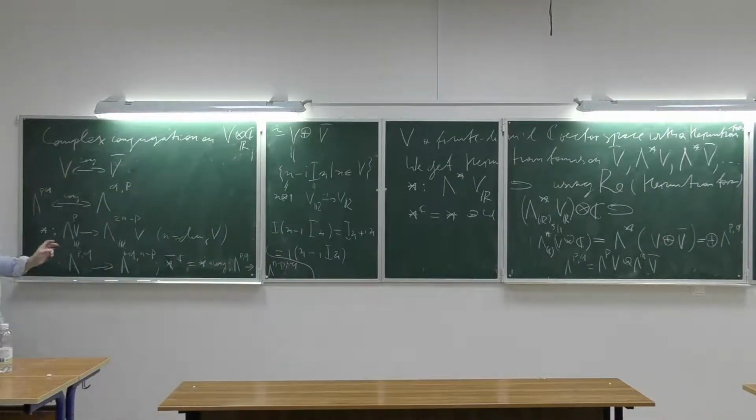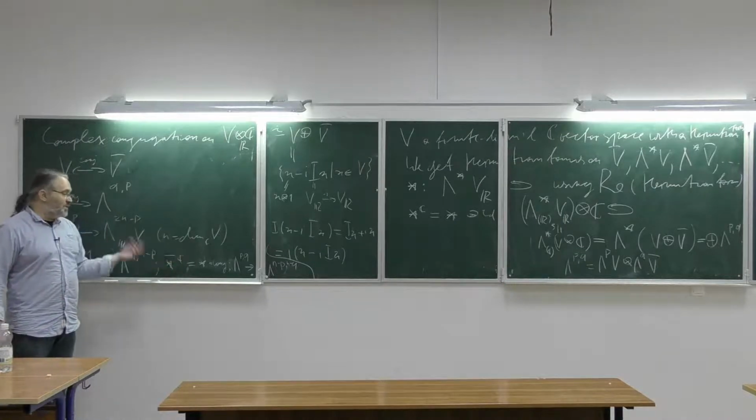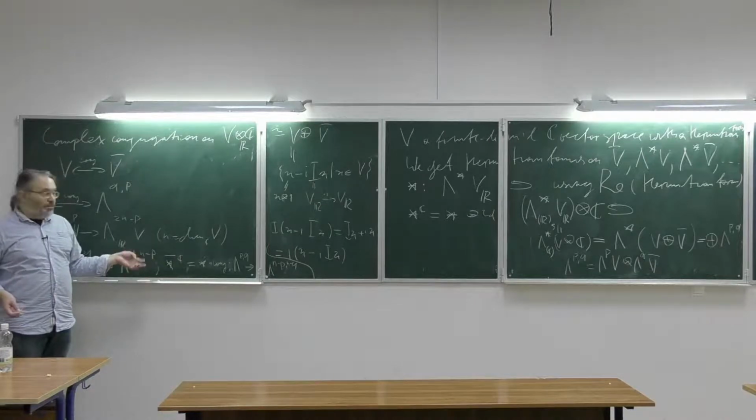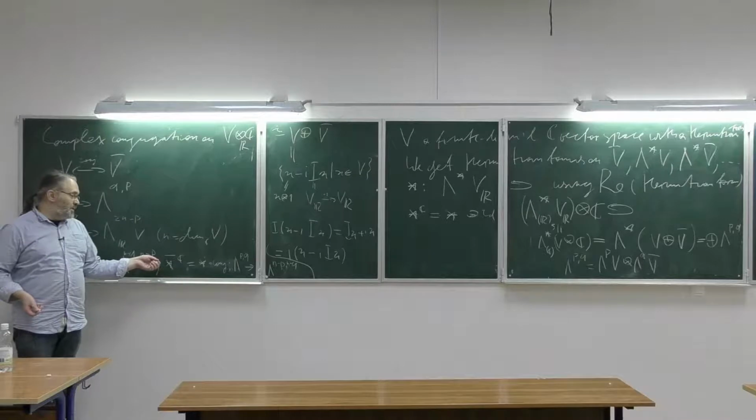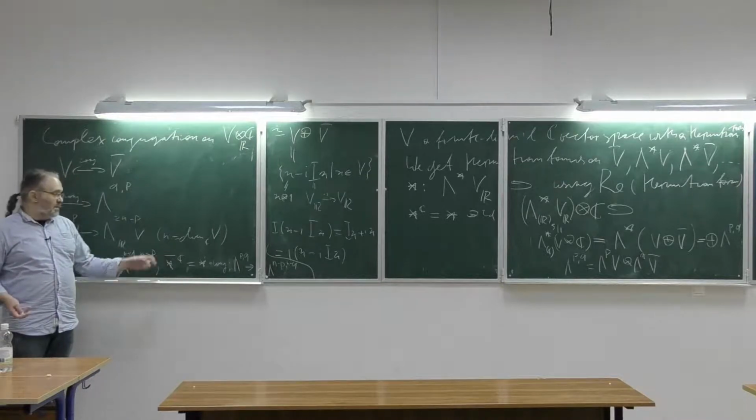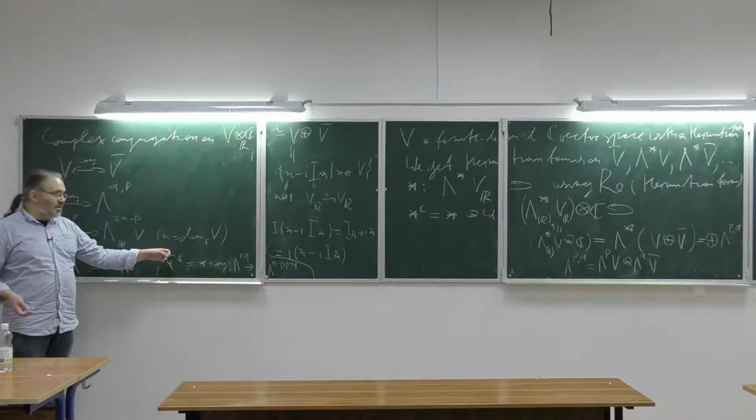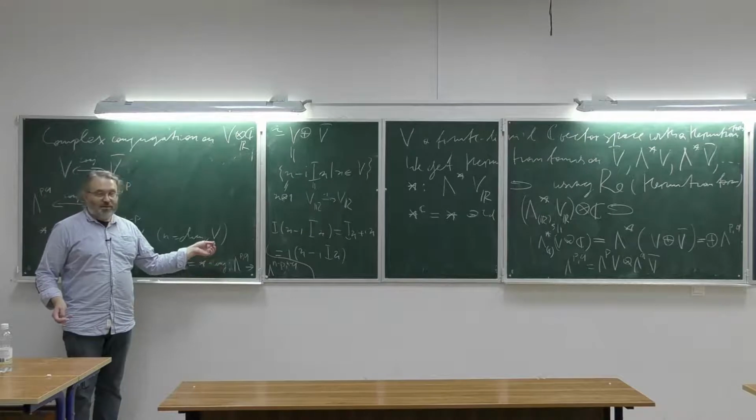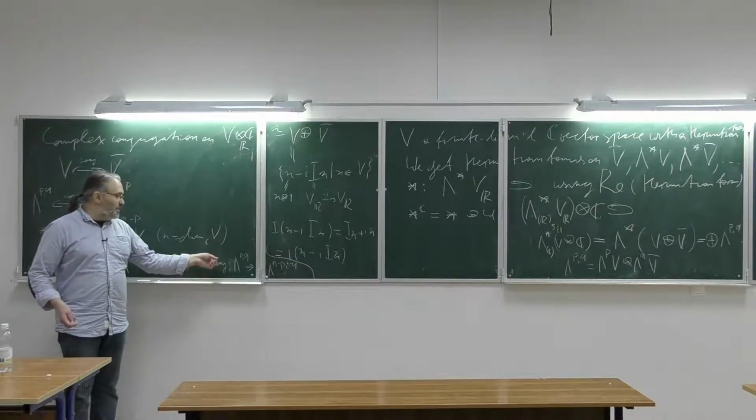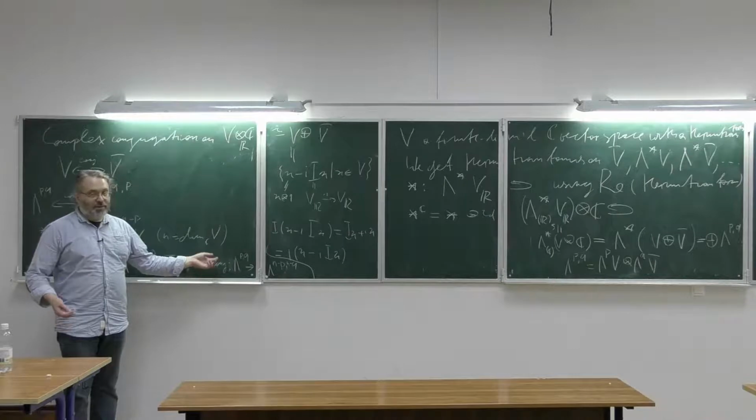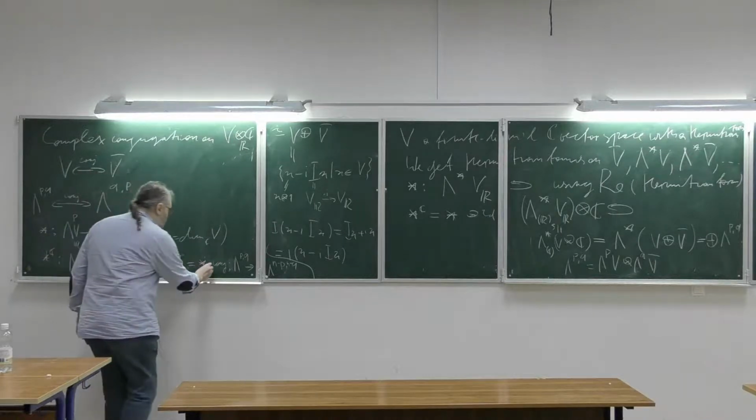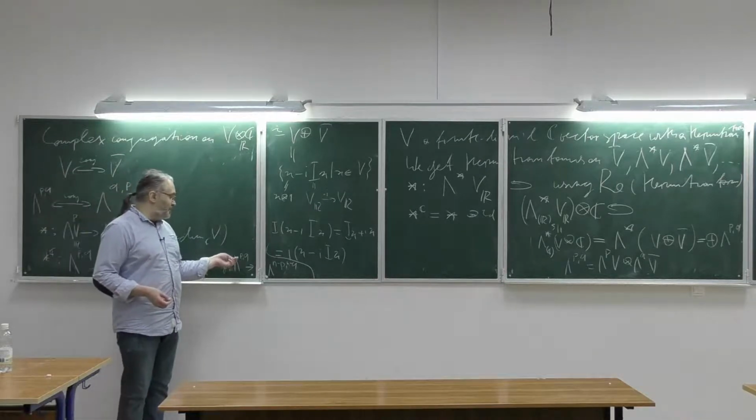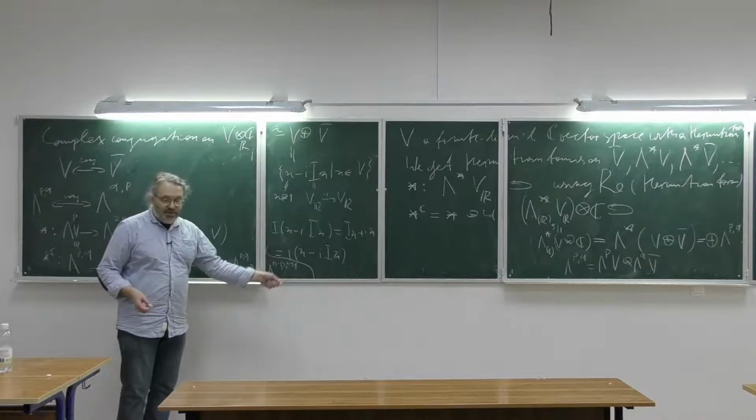There is another operator which will be more useful for us: the bar of the star. What is it? It's basically apply the conjugation first, and then apply the star operator. And then we end up in lambda n minus p, n minus q.